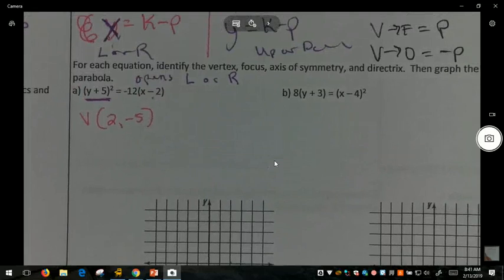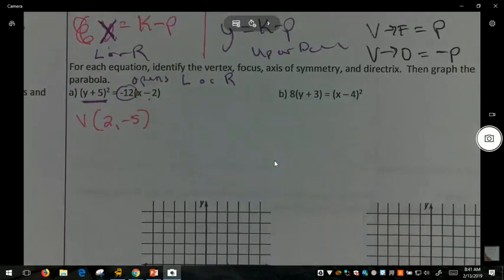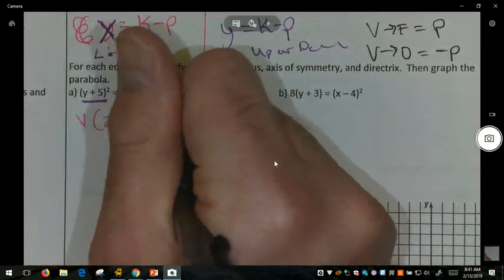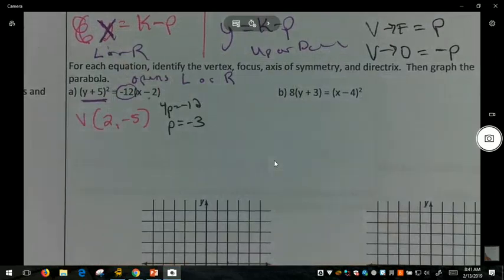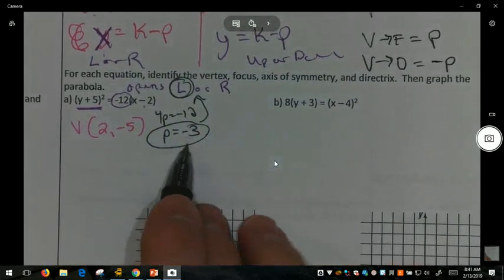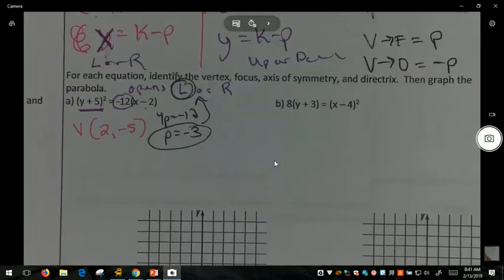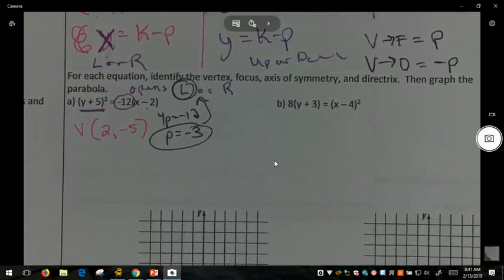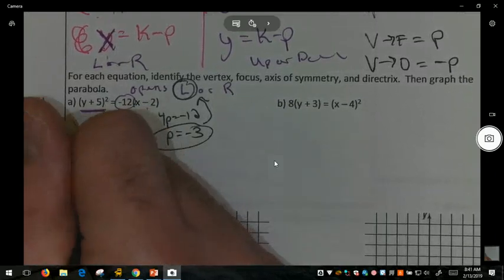All right. Now, the value of p: this is 4p. 4p equals negative 12. So when I divide by 4, p equals negative 3. Since p is negative, it opens to the left. If p were positive, it would open to the right. To find my axis of symmetry, it's going to be y equals k.